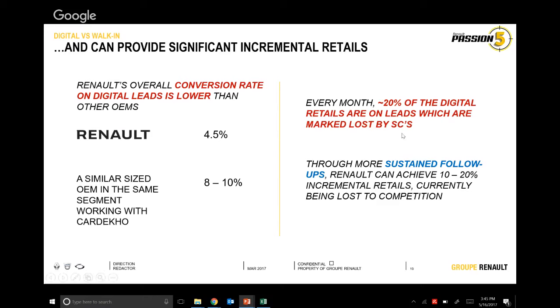And we hope that with sustained follow-up, because we have noticed this across multiple dealers in the Renault domain only, that if regular and timely follow-up is maintained, 10 to 20% incremental retails can be achieved. And this is not just Renault specific. We have noticed this across multiple OEMs that if the process is improved, there is a direct influence on the retail conversion.